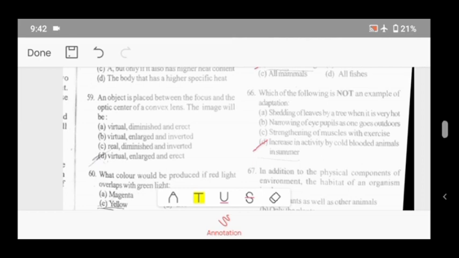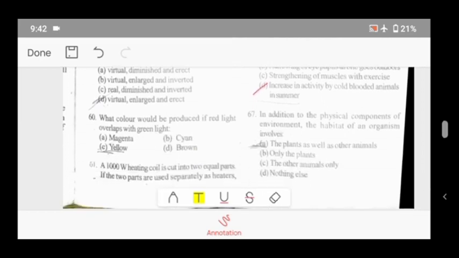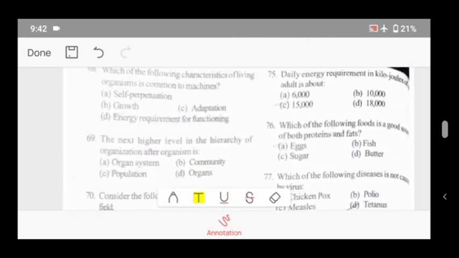Okay. In addition to the physical components of the environment, the habitat of an organism involves what? So the answer will be plants as well as other animals. Okay. Now, which of the following characteristics of living organisms is common to the machine? So the answer will be energy required for functioning. Okay. So the answer will be D. I will mark it here so it will be easy for you to learn.